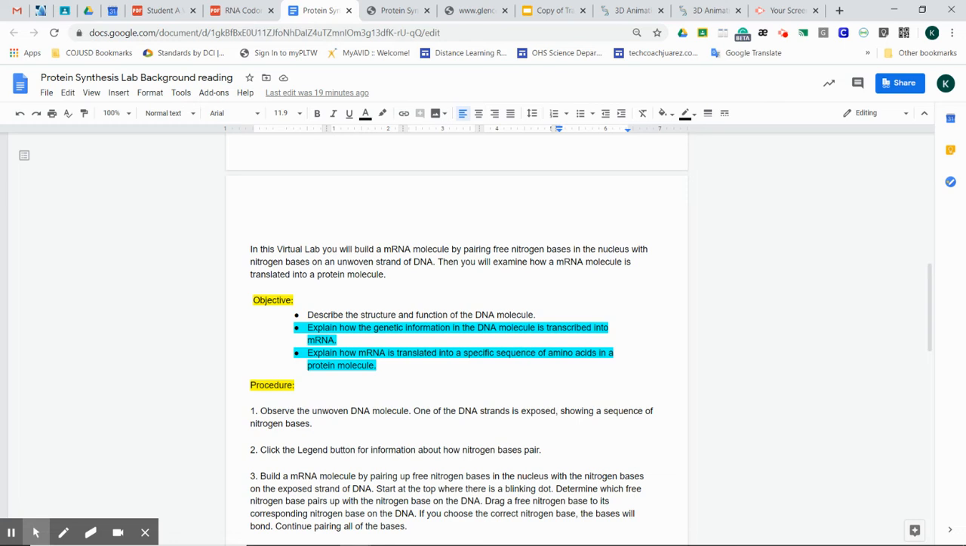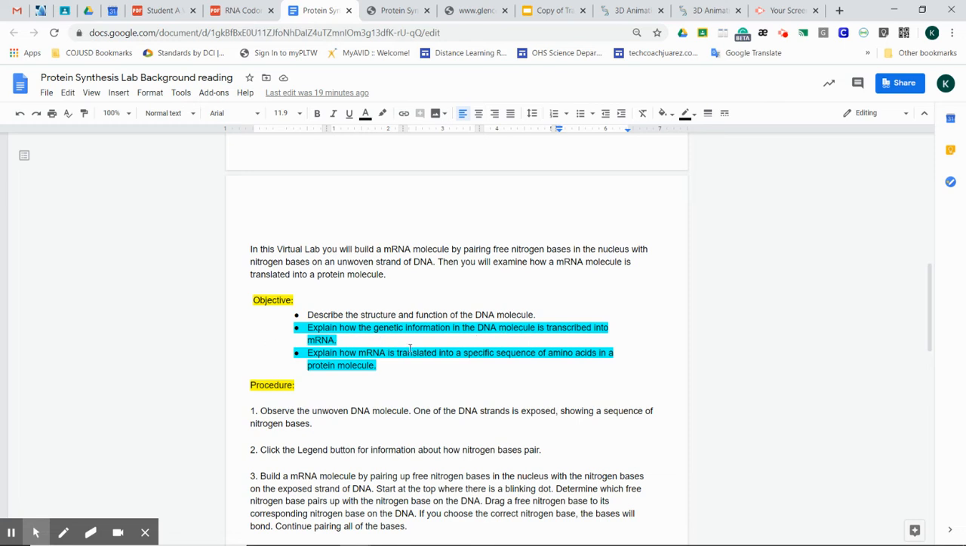All right, so you read some background information. The objectives are restating our learning goals. The one that's not highlighted is one that we've already discussed and tackled: to describe the structure and function of DNA. You guys can do that and know very well the structure and function of the molecule of DNA.